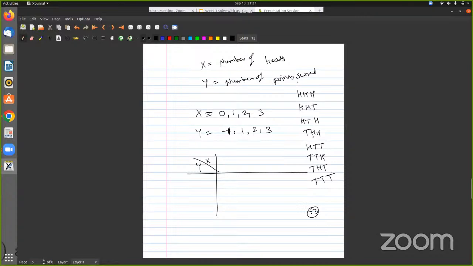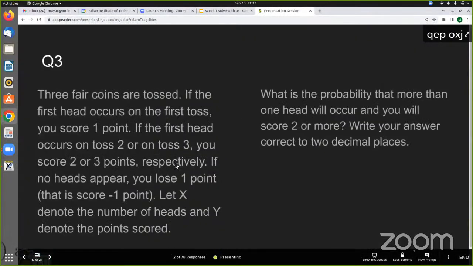Then I'll get -3 when all 3 are tails? No, it is not written like this. The question says, if no heads appear, you lose 1 point. That is, you score -1 point, and that is only one case.